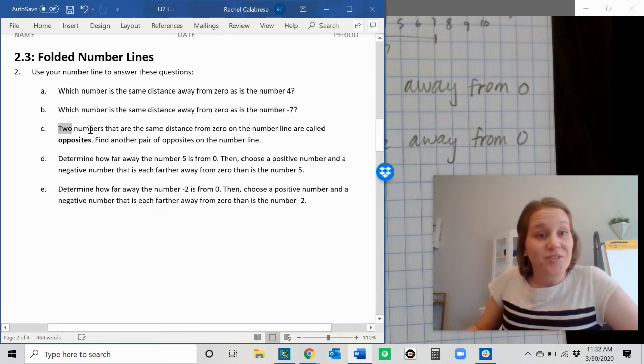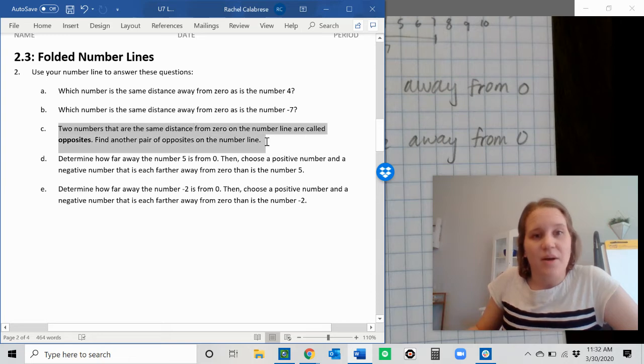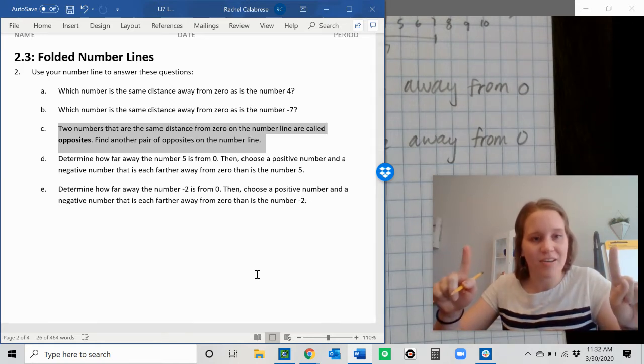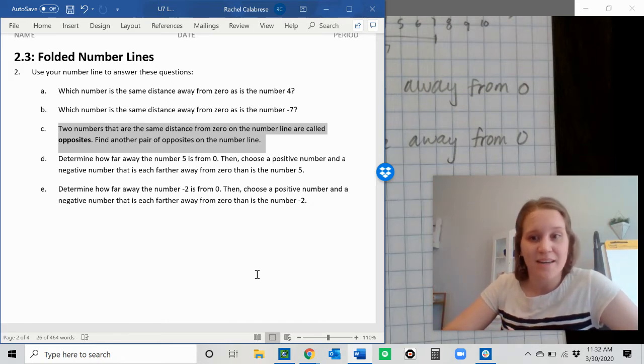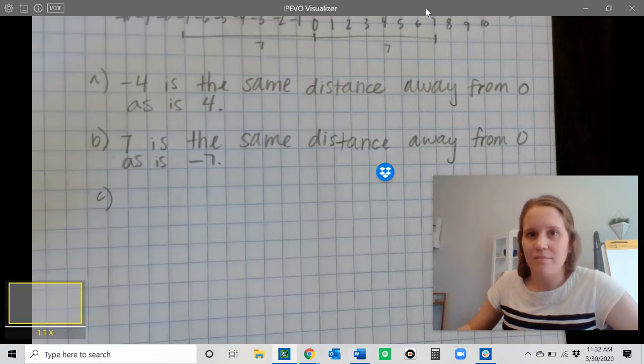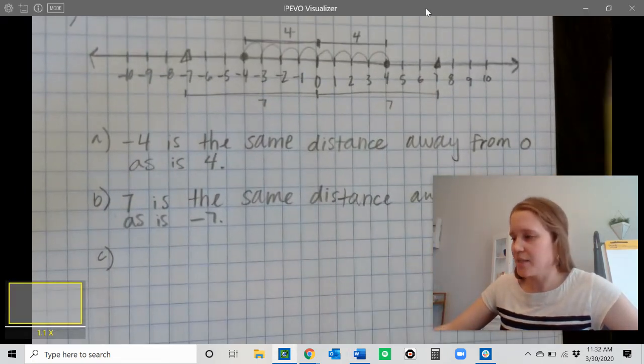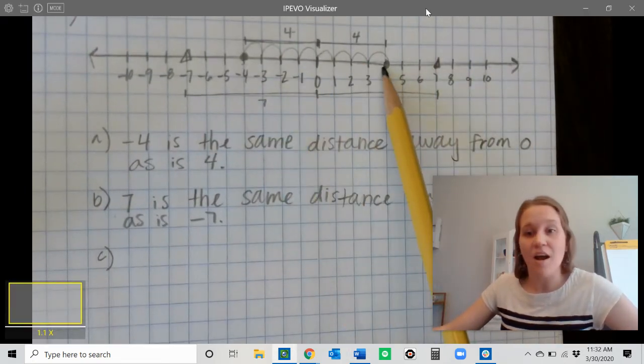Definition time. Two numbers that are the same distance from 0 on the number line are called opposites. Wow, that's important. I'm going to read it one more time. Two numbers that are the same distance from 0 on the number line are called opposites. Find another pair of opposites on the number line. So for example, the numbers -4 and 4 are opposites.